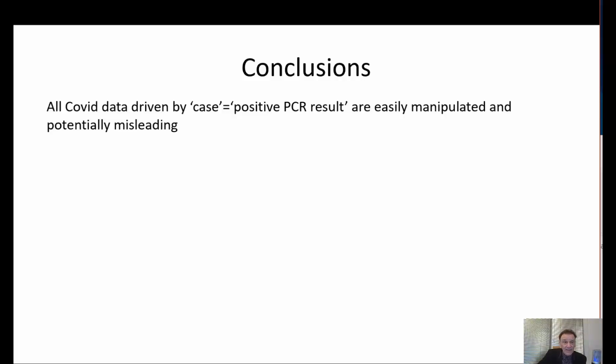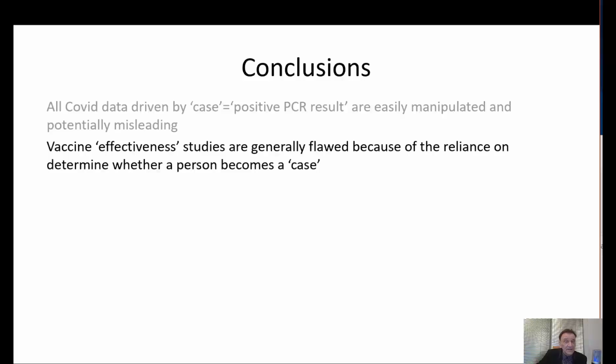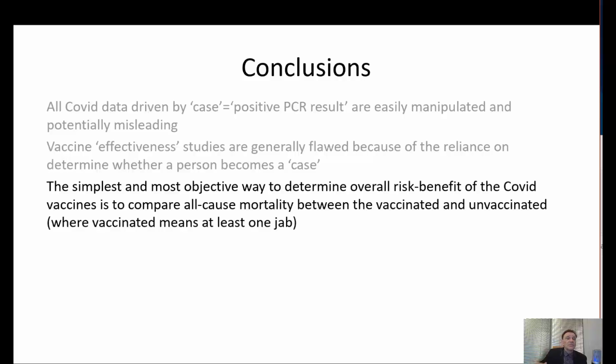And in particular, vaccine effectiveness studies are generally flawed because of that reliance on determining whether a person becomes a case or not. Now, the simplest and most objective way to determine the overall risk-benefit of the COVID vaccines is just then to compare all-cause mortality between the vaccinated and the unvaccinated, where by vaccinated we mean people who've had at least one jab. That gets around a whole load of problems of definition, of not just whether someone's a COVID case, but also whether they're vaccinated or not.